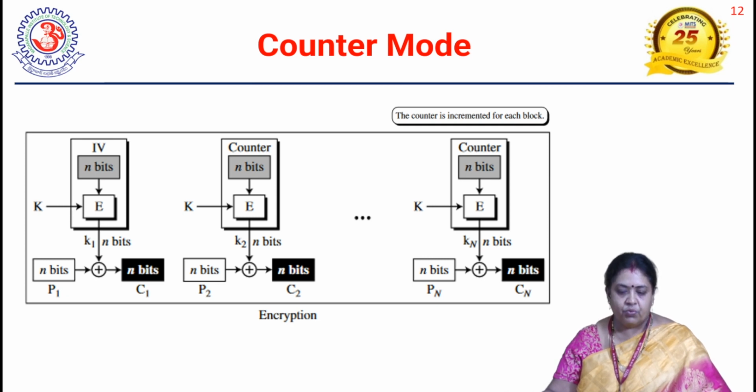In the next round, the counter will be incremented. The counter is incremented for each block in order to have differentiation. Now the counter is incremented, then this n bits of the counter is encrypted by using the key. It produces K2, that is n bits, which is XORed with the P2 block in order to give C2. In the same manner, the counter is going to increment for each block. That is the encryption process.